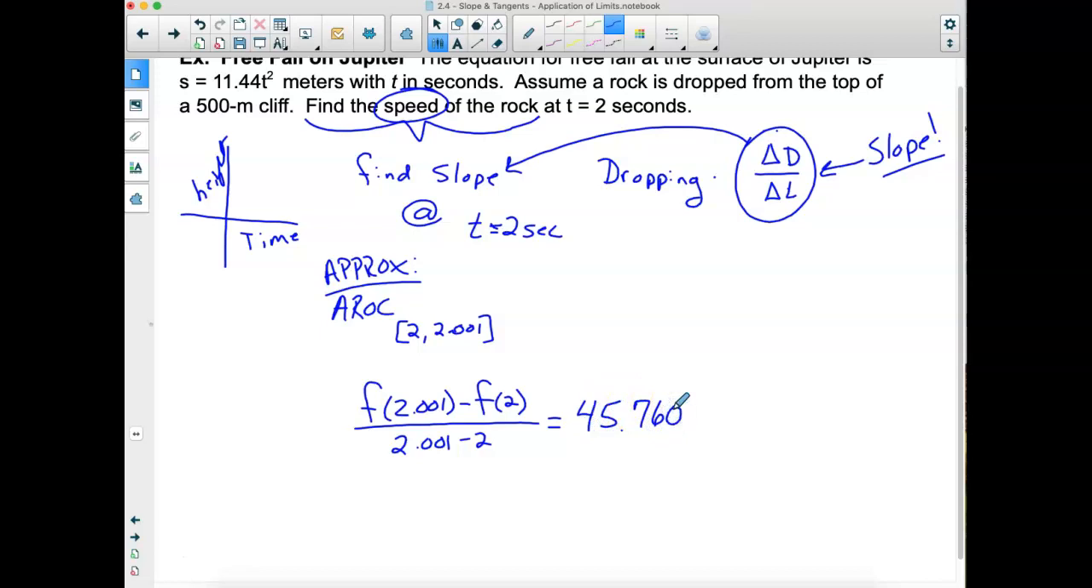45.760, okay? And now this, if I'm talking about speed, I do have units. I have time and I have meters. So this is going to be 45.76 meters per second. If you have units on a problem, you have to put the units on the problem or it's not right. It's another thing you're going to also just always have to remember, okay?